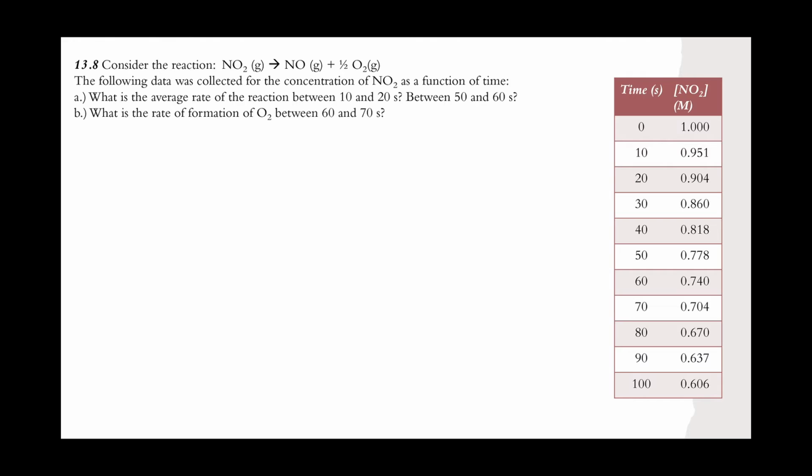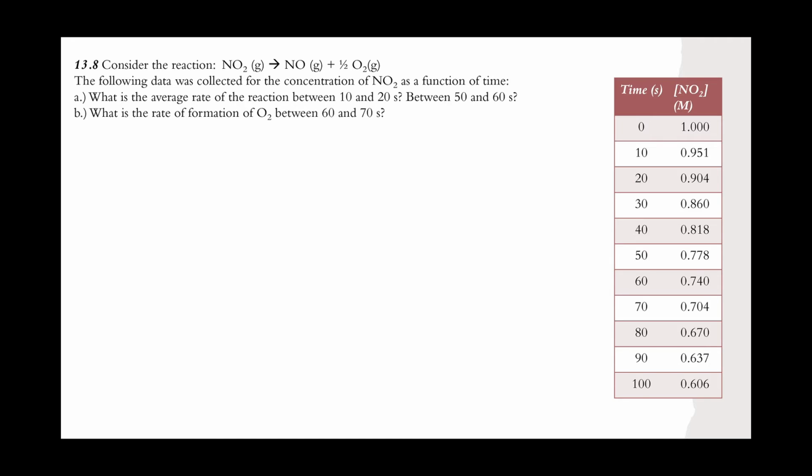And this is kind of cool to see. This example problem is showing us what we've been talking about, this idea that the reactant concentration decreases as time goes on. Looking at this chart, we see that time is increasing as we go down the column, and similarly, the concentration of our reactant, nitrogen dioxide, is decreasing as that time is increasing. So that's a cool visual just to put a picture to what we've been talking about.